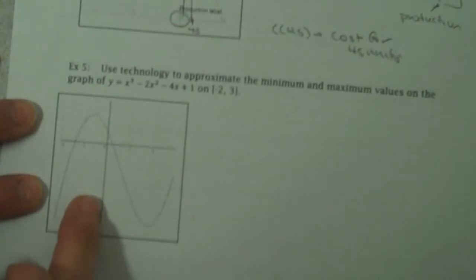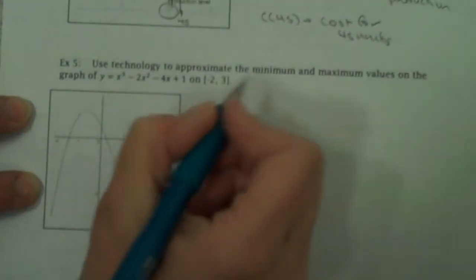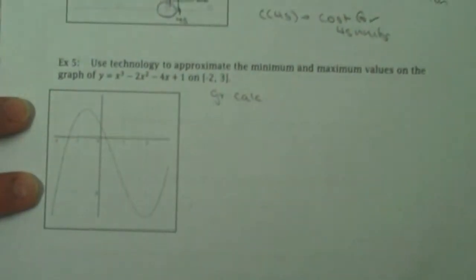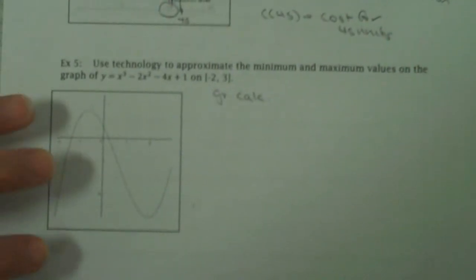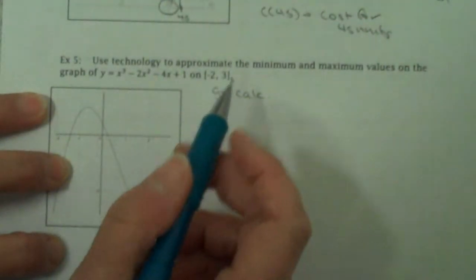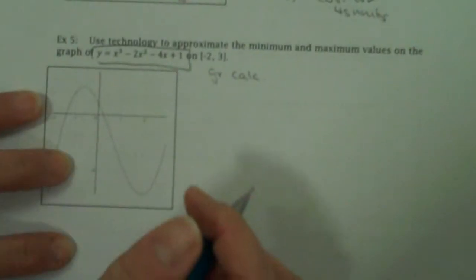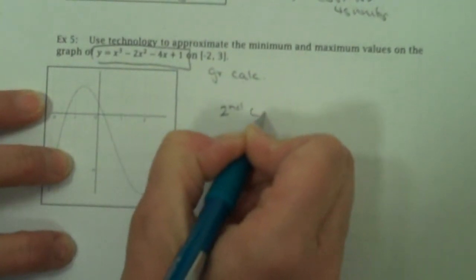And then last but not least, technology to approximate a minimum and a maximum value on a graph. That's something that you do on your graphing calculator. So I am going to leave that for class so that we can talk about it because I don't have my graphing calculator with me right now. But if you want to practice it, you want to make sure that you put this into your Y equals on your calculator. And after you have that in your Y equals, you want to go to second calc.